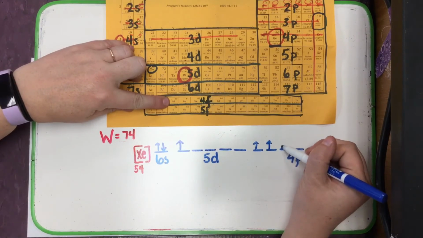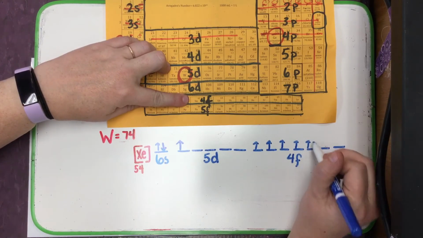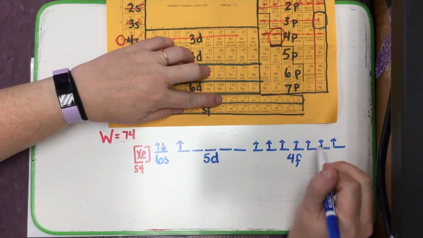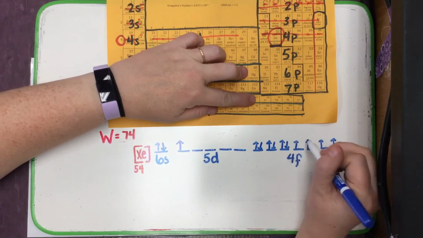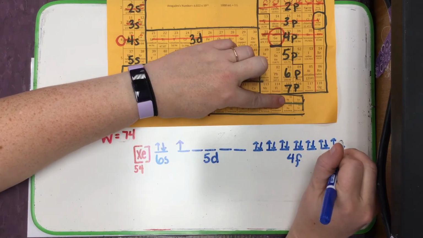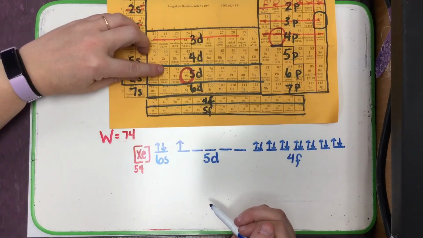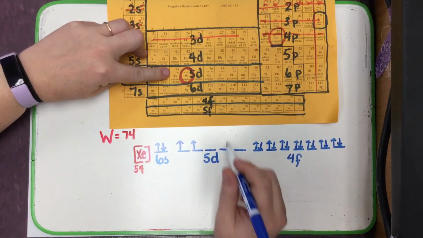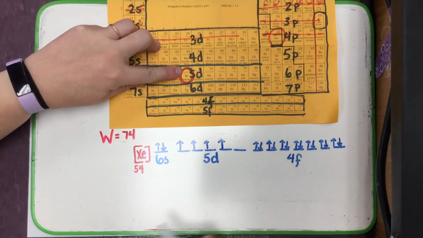59, 60, 61, 62, 63, 64, 65, 66, 67, 68, 69, 70, and 71 are all in. Then 72 goes back to the 5D. Another up arrow, 73, and finally 74.